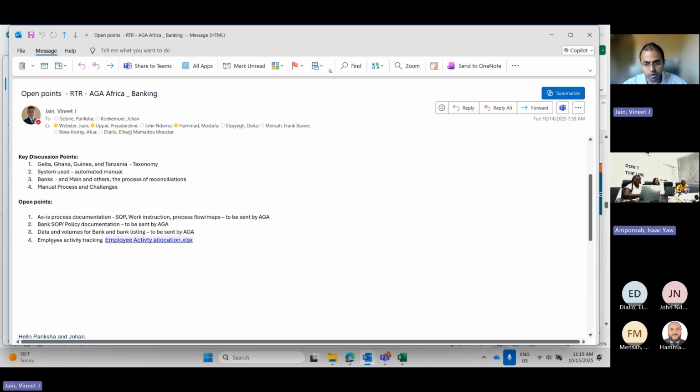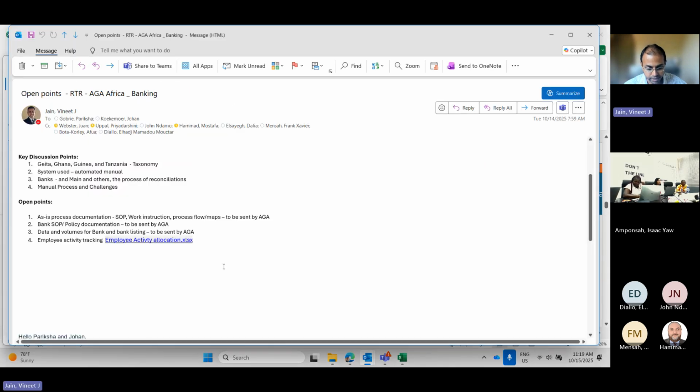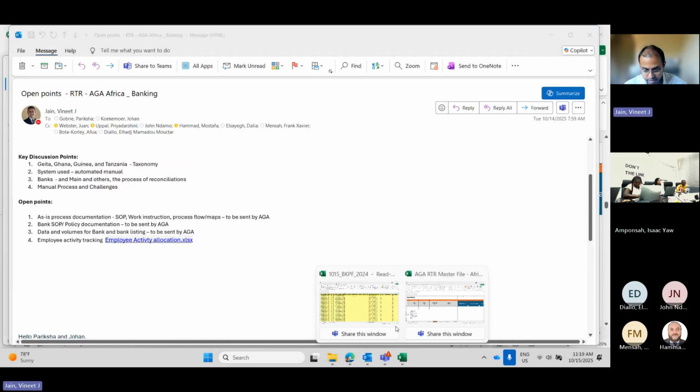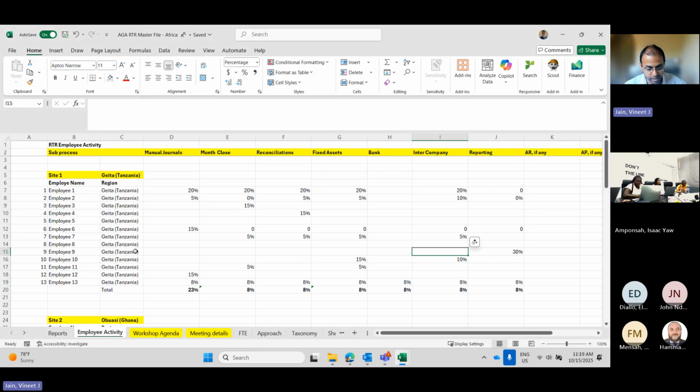And finally, the employee tracking listing: how much percentage of time you are devoting to each of the sub-processes. We said earlier it's going to be the finance business partners that do that. No, this is not the finance. This is our job here, Pradiksha. I'm requesting this employee activity listing, where the person's name would be there and how much time they are spending on each.